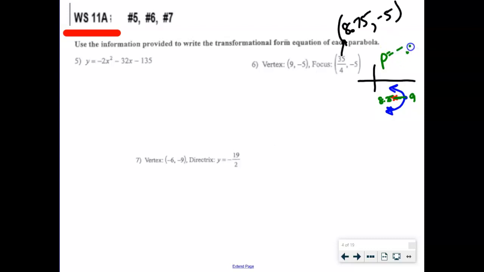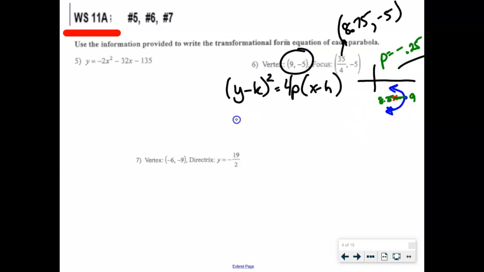Now, if you used the formula where you said, oh, this is h plus p equals this, you're still going to come up with p equals negative 0.25. But wasn't it so much easier just to say it's a distance of 0.25, I'm done? Trust me, conceptualizing is much easier. Now that we've decided we have a horizontal parabola, make sure you have the right formula. The formula is y minus k squared equals 4p times x minus h. So now we just plug in everything we know. There's h and k. You just found p. Here goes. Y minus, careful, who's k?